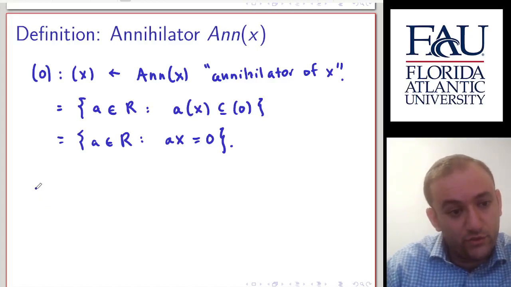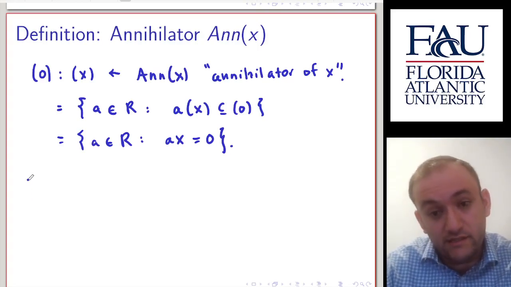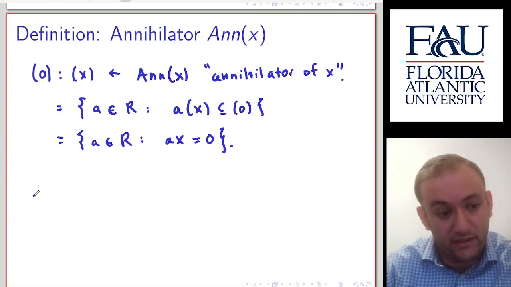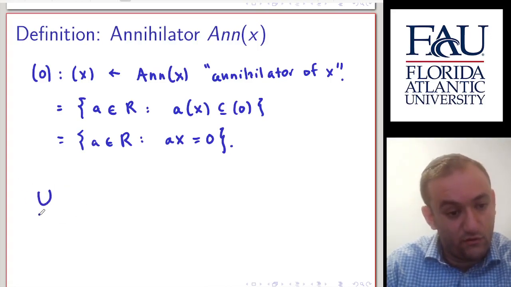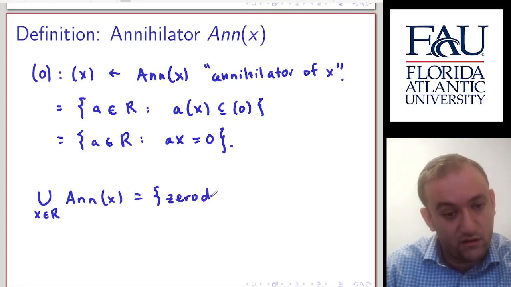If we want to know what the set of 0 divisors of our ring looks like, one way to do that is just to take the union of all the annihilators. So if we take the union over x in R of Ann(x), we get the set of all 0 divisors of R.